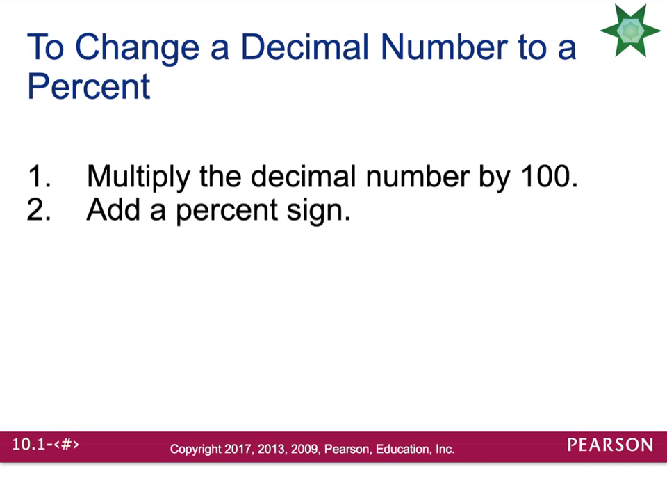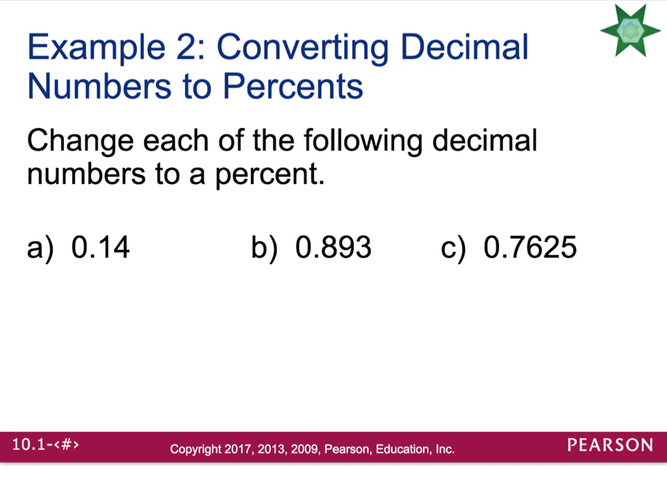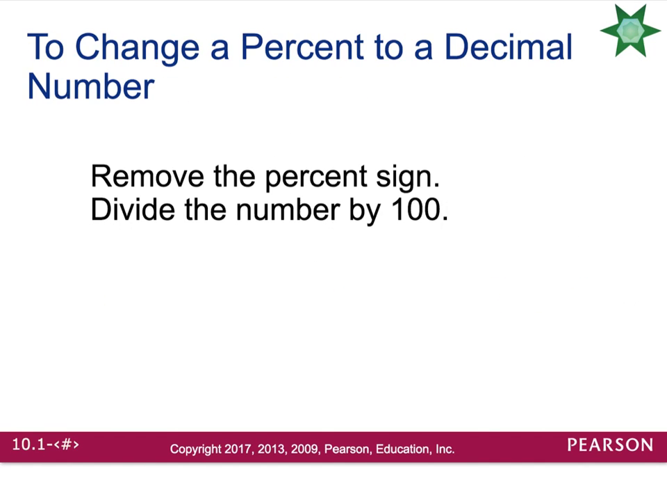In order to change a decimal to a percent, all you have to do is multiply the decimal by 100 and throw the percent sign on. So if I gave you the decimal 0.14 and I asked you to turn that into a percent, you would multiply it by 100, which would turn you into 14%. 0.893 as a percentage would be 89.3%. 0.7625 as a percentage would be 76.25%.